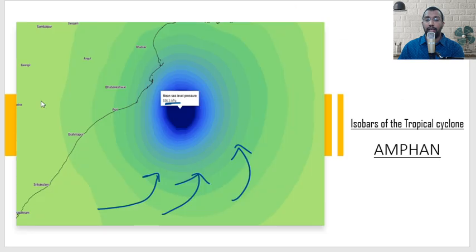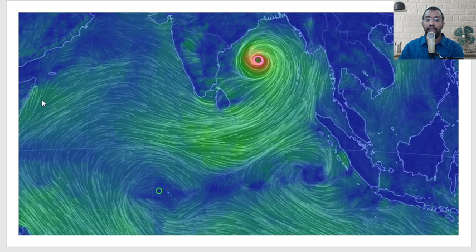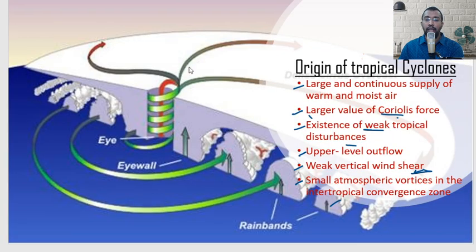Now moving further, as we observe in these slides, I guess I'm done with this. Large and continuous supply of warm moist air, larger value of Coriolis force, existence of weak tropical disturbances. Then upper level outflow. So what is this?